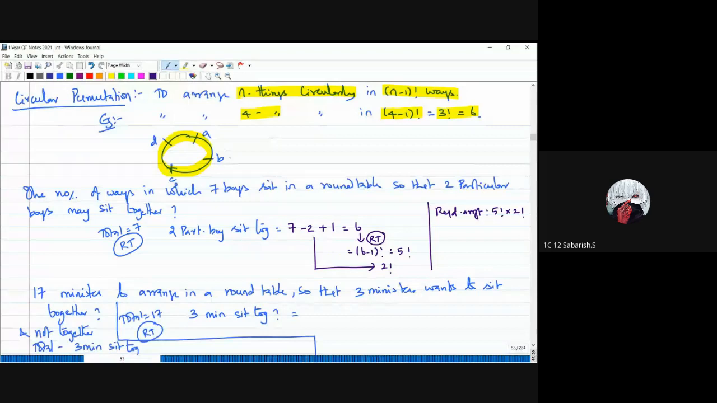Now if I subtract b, how many people are left? 3. Can you not permute these 3 in another 3 factorial ways? Yes, sir.